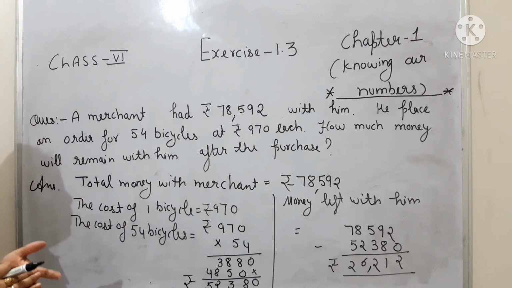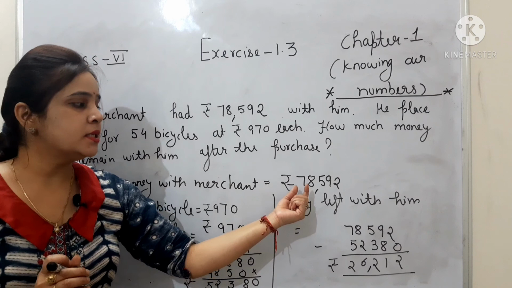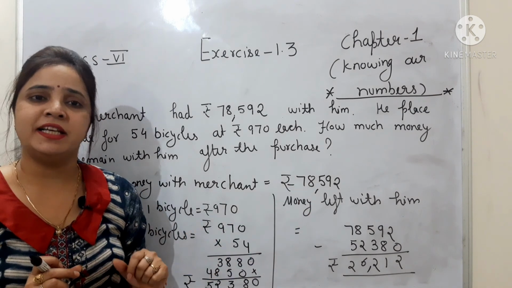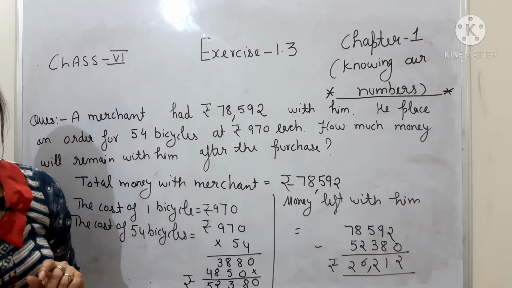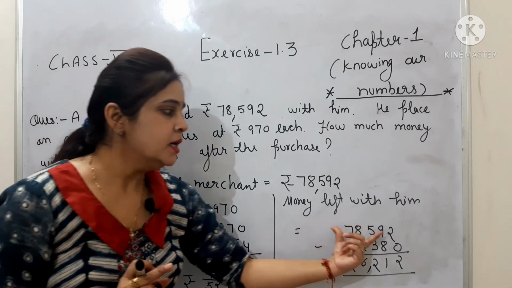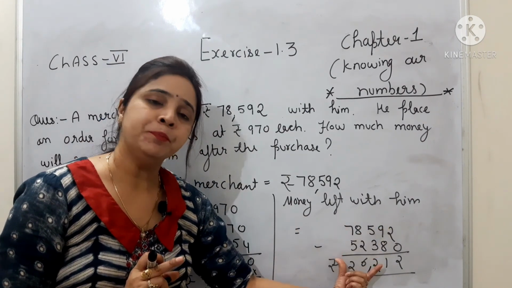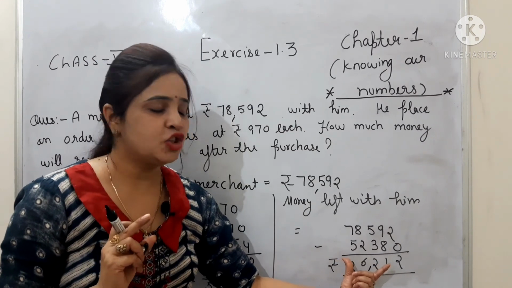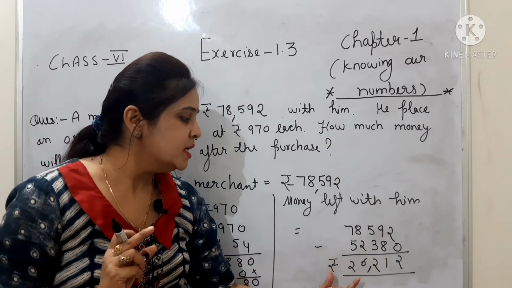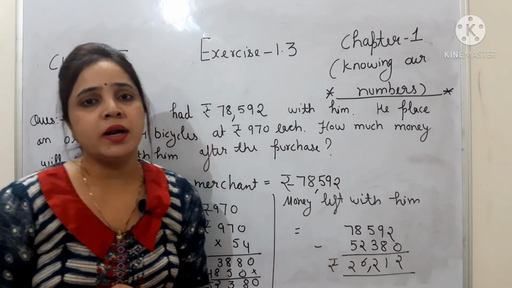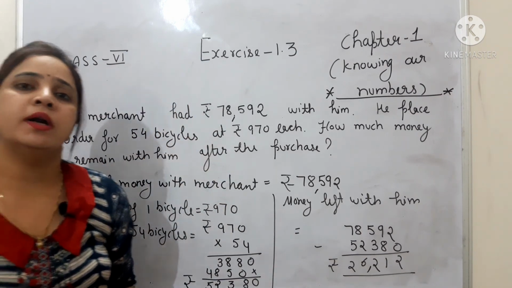Okay, now the total money with him was 78,592. Now what will be the leftover money? The leftover money will be the subtraction, you have to subtract the cost of the bicycles from the total money. Okay, so ultimately you will be getting your answer as 26,212.